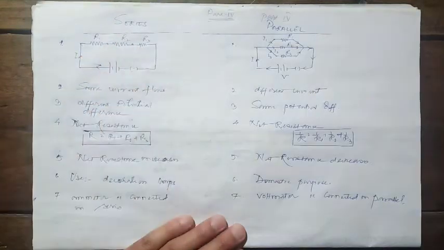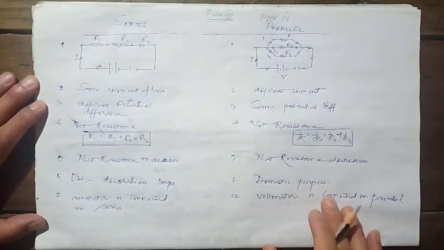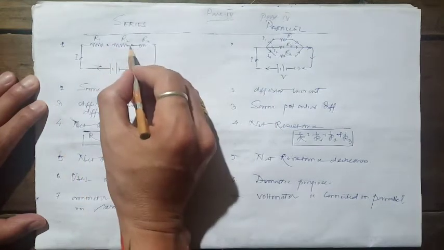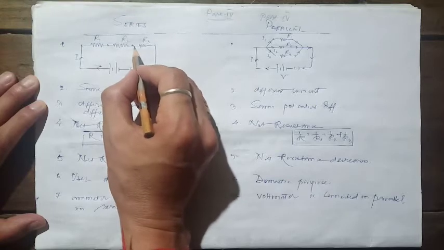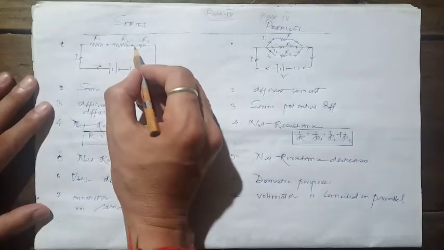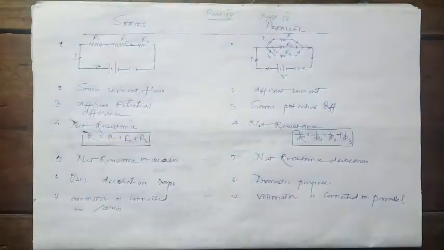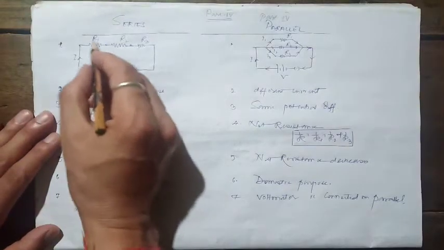When we connect these three resistors in series, when do we say these resistors are connected in series? If one end of resistor 1 is connected to one end of resistor 2, and the other end of resistor 2 is connected to the first end of resistor 3, that is, if we connect all these resistors end to end, the end-to-end connection of resistors is said to be a series connection. So this is the series connection.